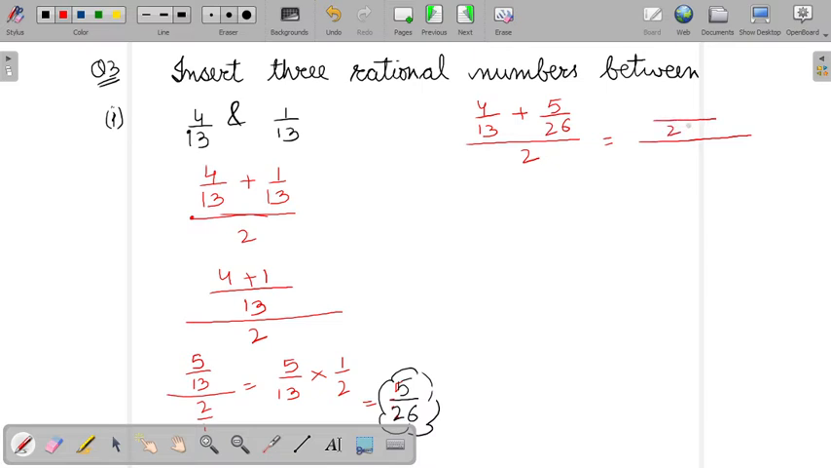So, LCM will be 26, here 8 plus 5 and the whole upon 2. So, it would be 13 upon 26 and this is 2 by 1. So, it would be 1 upon 2. Now, multiply upper with upper and lower with lower. So, you would be getting the next rational number.